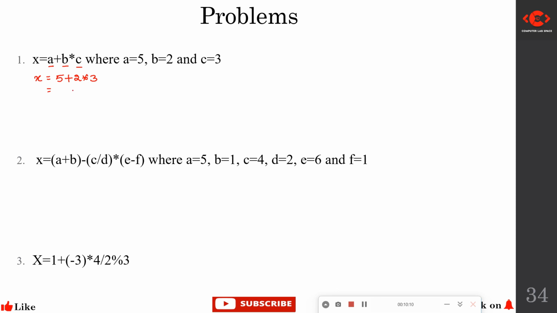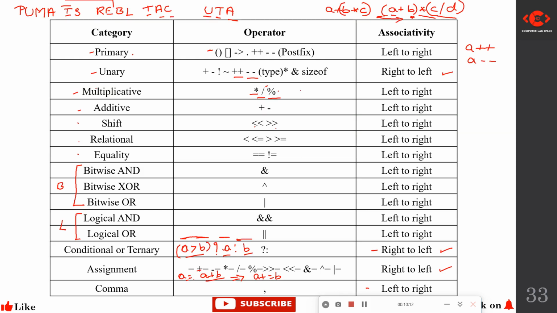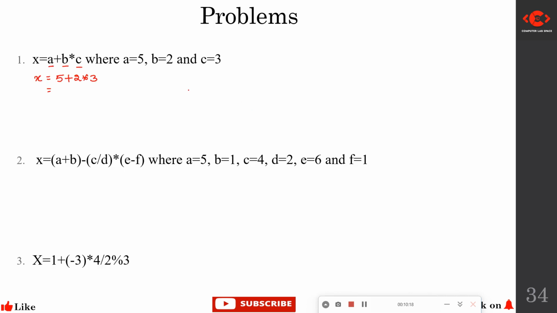After multiplication, we have plus or minus. See, if you look, multiplication has the first priority compared to plus and minus, right? So this means you need to solve multiplication first, then addition. So 5 plus 2 into 3, 3 twos are 6. So you're going to get the value 11. Okay. Next comes the second expression. X is equal to A plus B. So A value is 5. Just I'm trying to replace the variables with values.